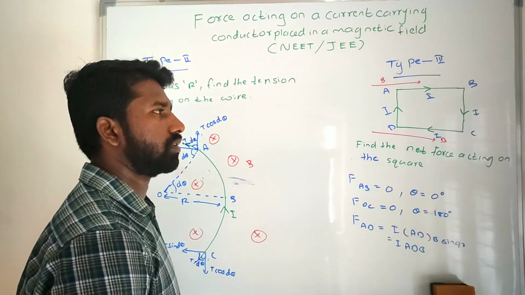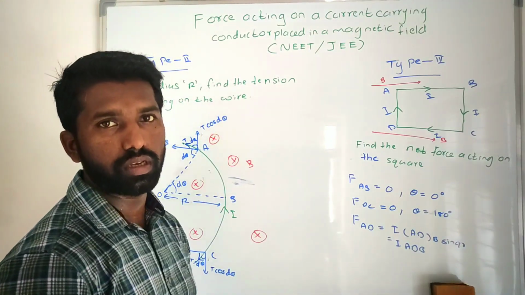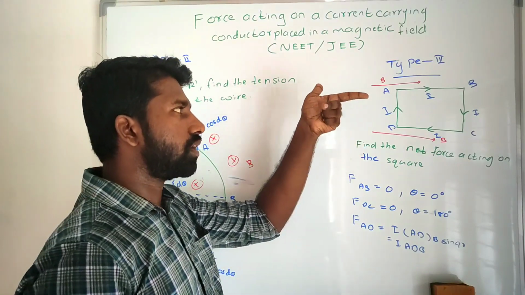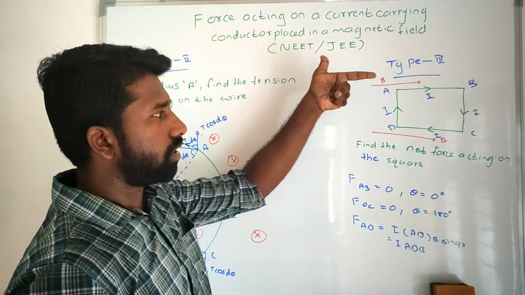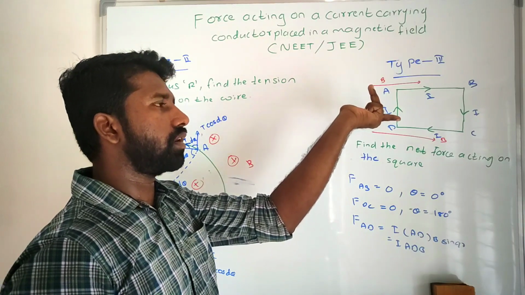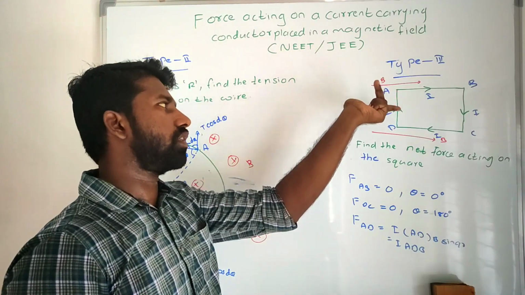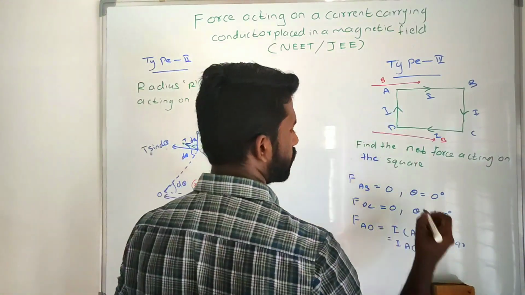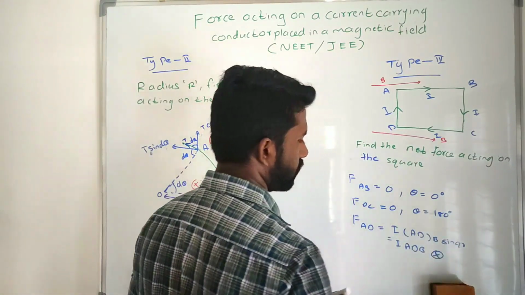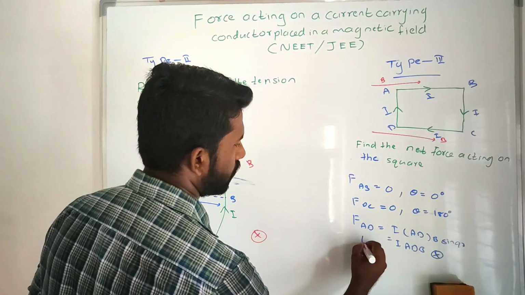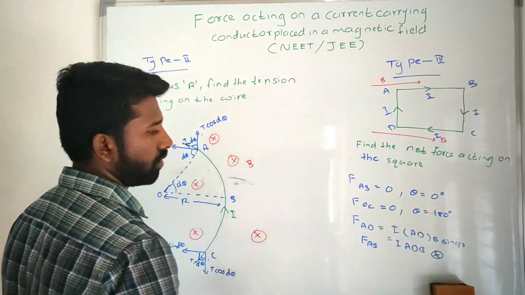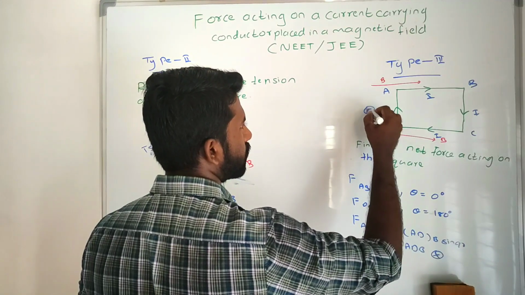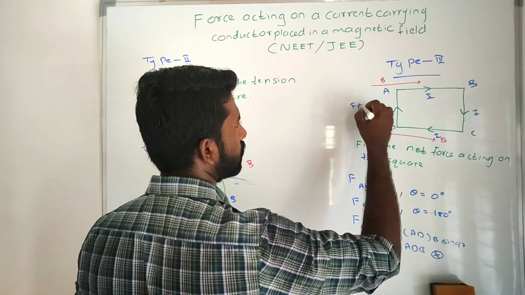What about the direction? The direction can be found out by using Fleming's left hand rule. So I will place my forefinger in the direction of magnetic field and the middle finger in the direction of current. So I will get the force direction is into the plane. Clear? So that is FAD. This is the one force acting here, that is FAD.